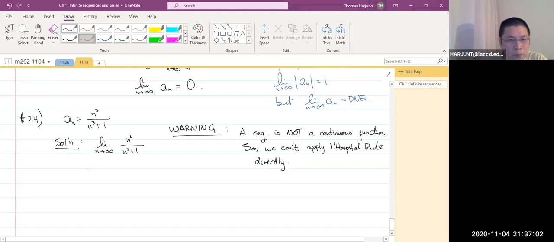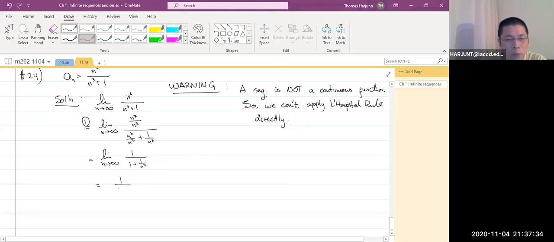The first method: I attack that sequence directly, but of course I use the limit rules. On the top I divide by n cubed, at the bottom I also divide by n cubed. So this equals the limit as n goes to infinity of 1 over 1 plus 1 over n cubed. Then when n goes to infinity, I get 1 over 1 plus 0, which is 1. That's the first method.